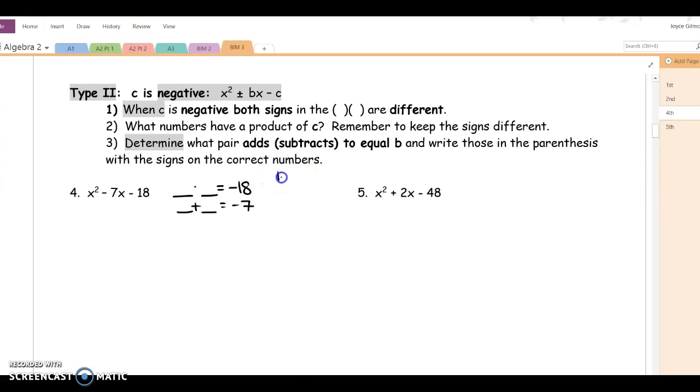Hopefully with 18 it's a little bit easier. How could we get negative 7 from one of those pairs of numbers? Negative 9 plus 2. Hint, if you want to add up to a negative number, the bigger number needs to be negative. If you want to add to a positive number, the bigger number needs to be positive. So our factored form is x plus 2, x minus 9.